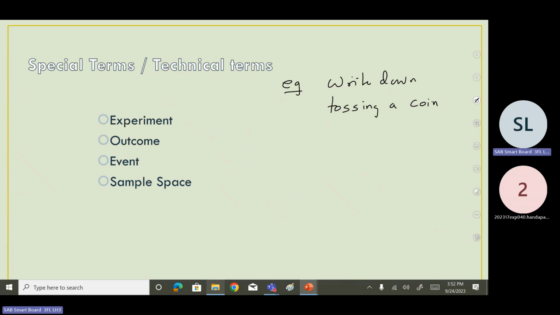So what we do, we write down all the possible outcomes. So when you toss a coin, what are the possibilities? We can get a head or we can get a tail. Those are the possibilities. So we have written down all the possibilities. Then sample space means written in the set form. So you put the curly brackets. So it becomes the set of all outcomes. So that's the sample space of that experiment.